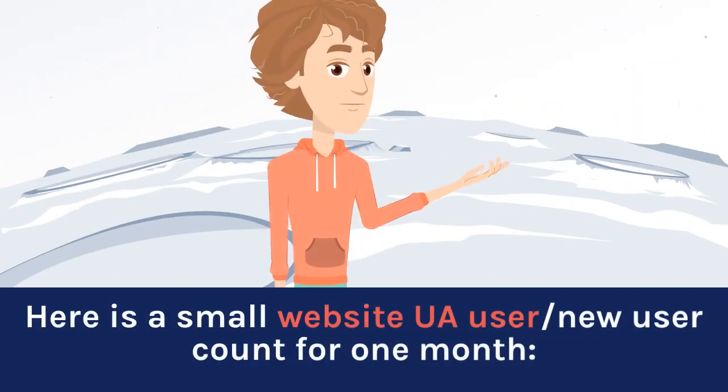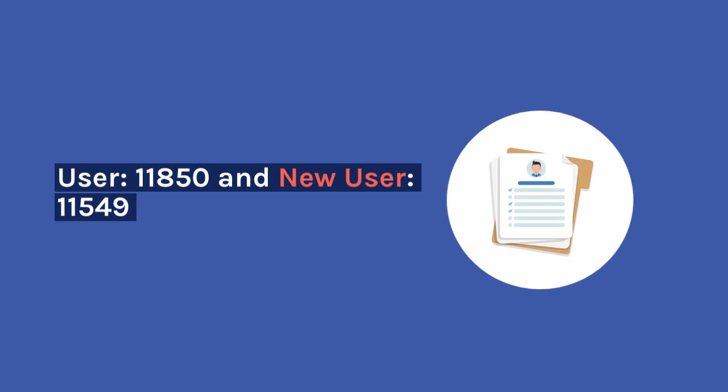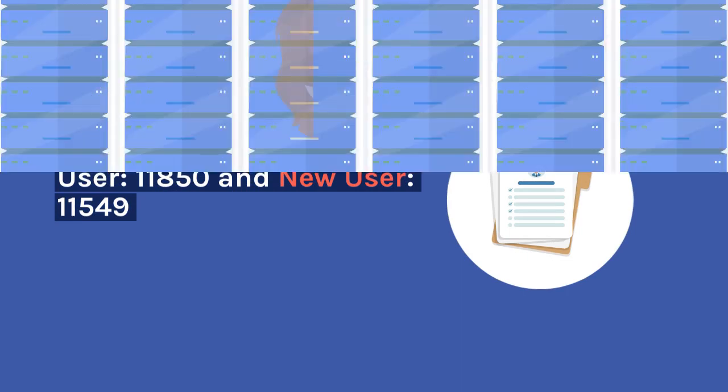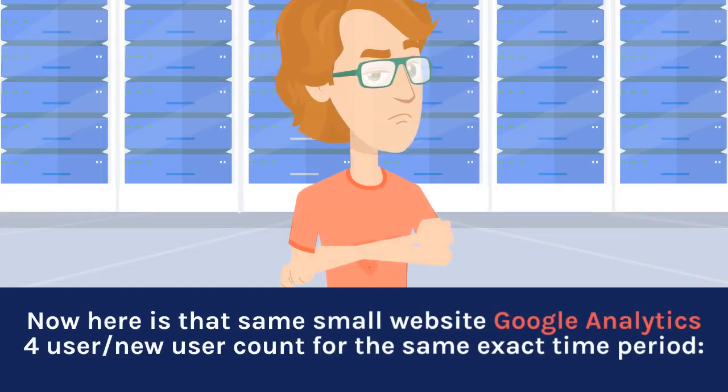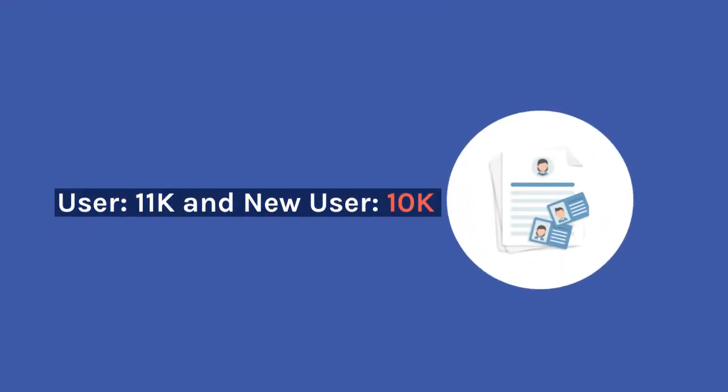Here is a small website UA user/new user count for 1 month. User, 11,850 and new user, 11,549. Now here is that same small website Google Analytics 4 user/new user count for the same exact time period. User, 11K and new user, 10K.